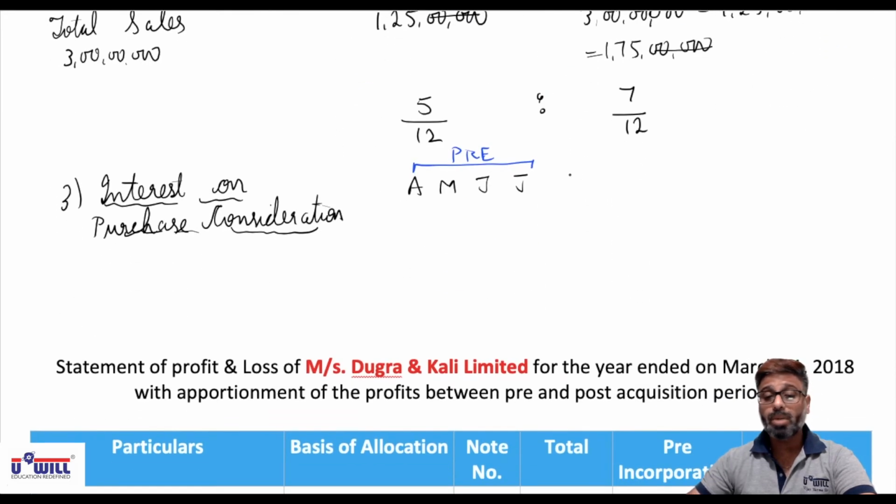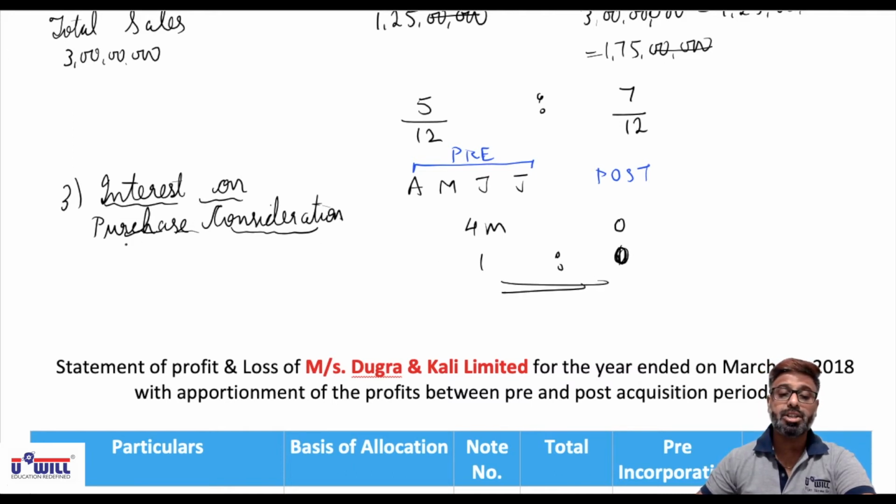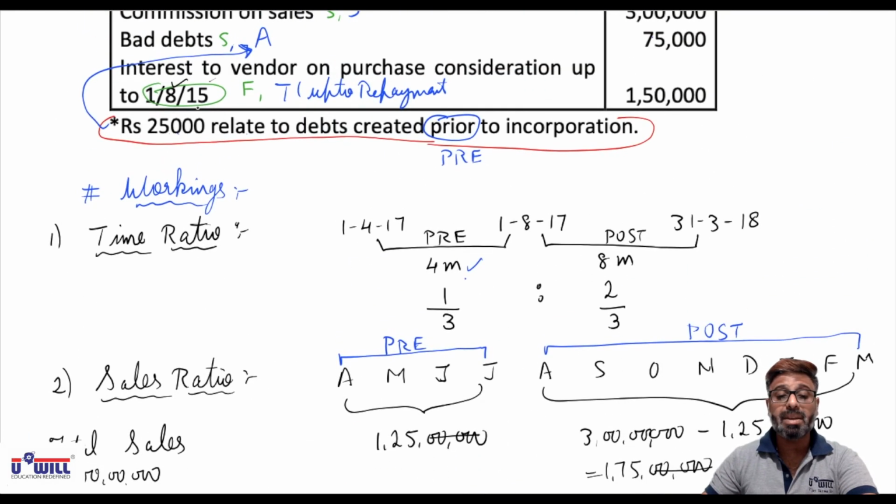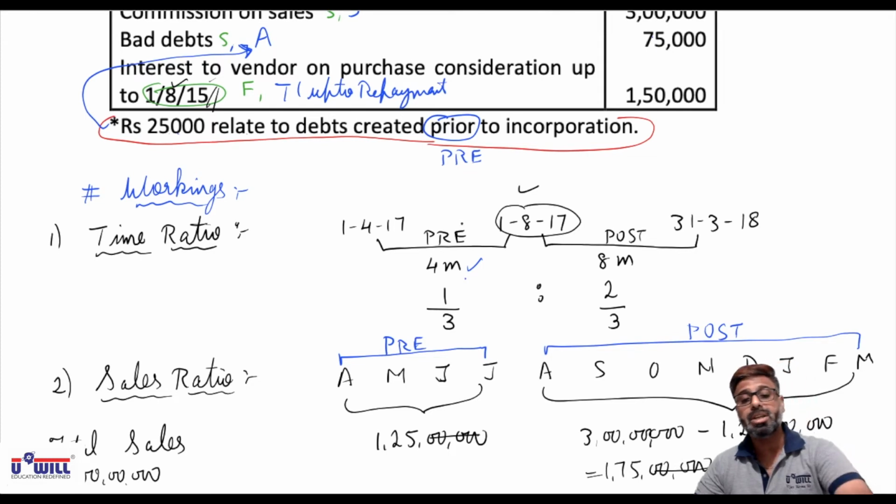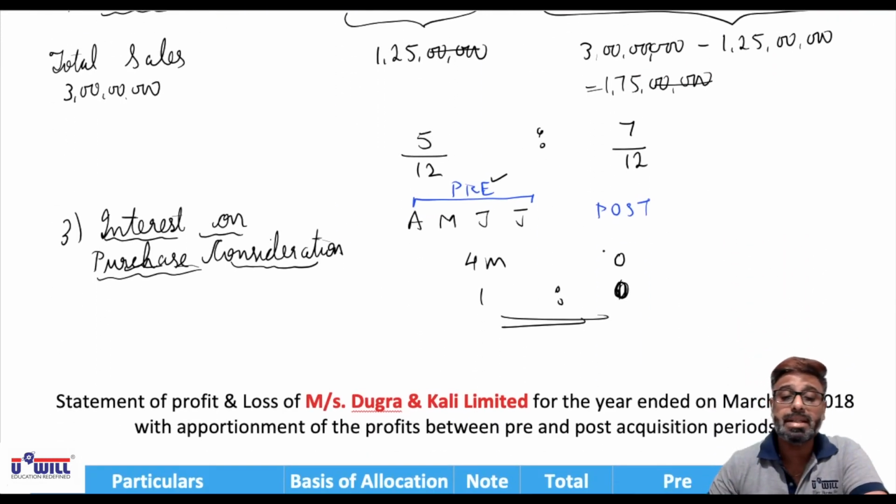So what will be the post incorporation period for the date of repayment? 0. Means the ratio will be 1, 2, 3, 4. Entire 4 months is pre-incorporation and 0. 1:0. Okay, 1:0 means entire amount of purchase consideration interest will go in pre-incorporation period only, because it is up till 1st August, and up till 1st August is entire pre-incorporation period. 1:0 is the time ratio for purchase consideration.